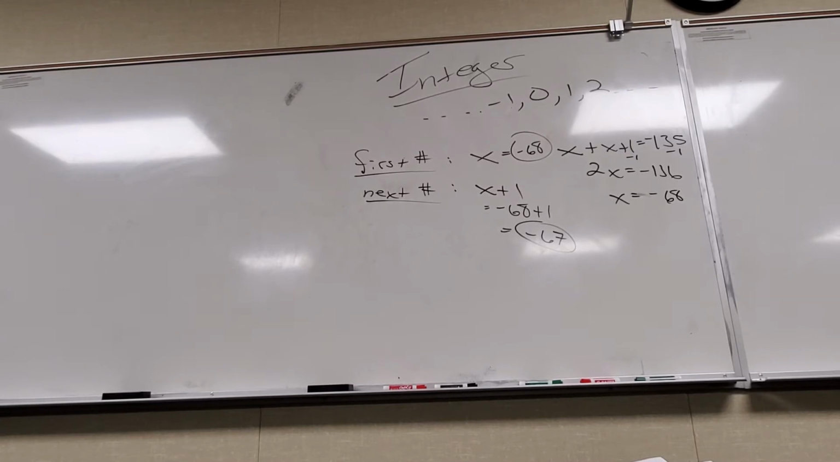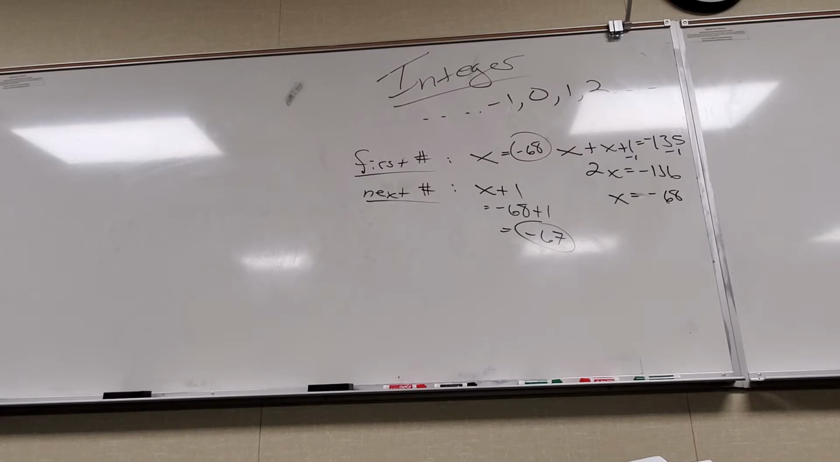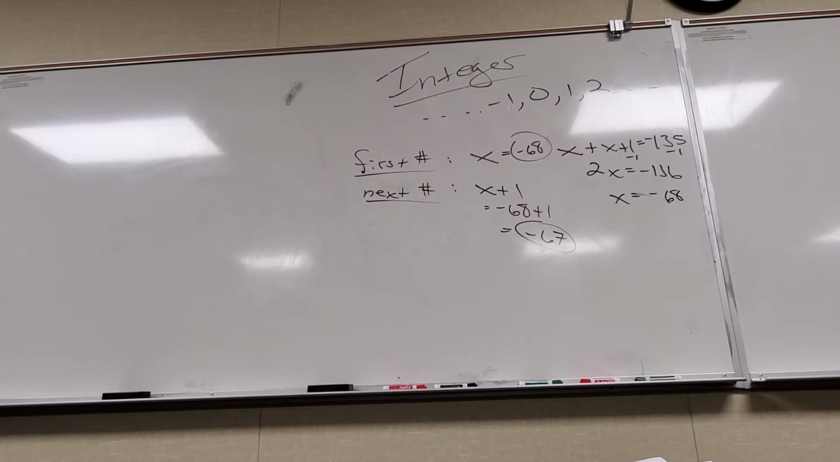You got 3. So the third number, just go the same thing. And then you get the second number. 3, add 2 to get 5.